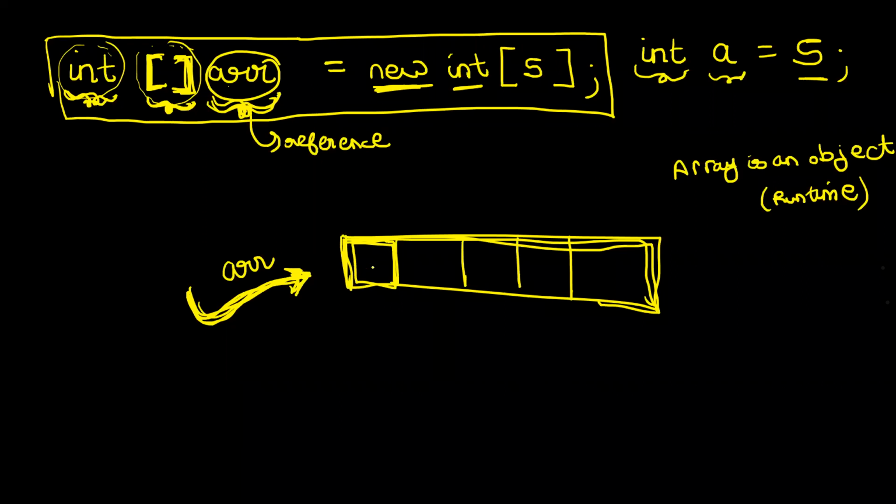Now, every cell will be sufficient to hold an integer. When I make an array of size 5, there will be 5 blocks in my array, and every block will be given a number. And that is where I introduce the concept of indexing. Every cell will have an index, and the array index starts from 0. So this first block will have an index 0, the second block index 1, the third block index 2, the fourth block index 3, the fifth block index 4.